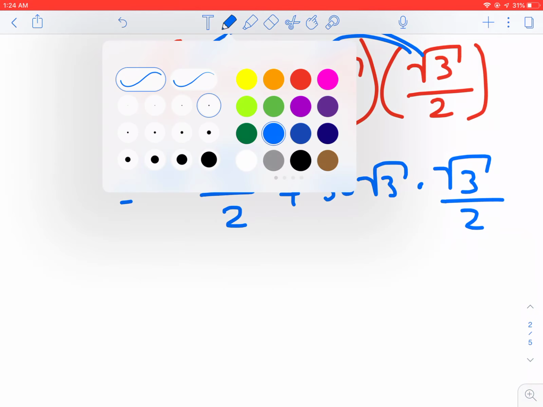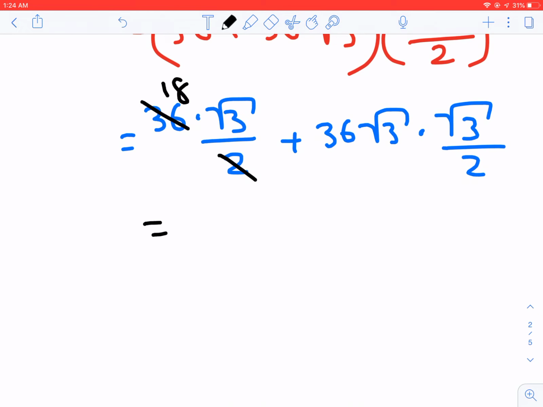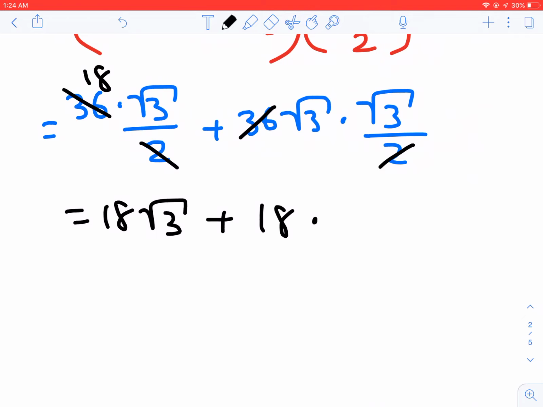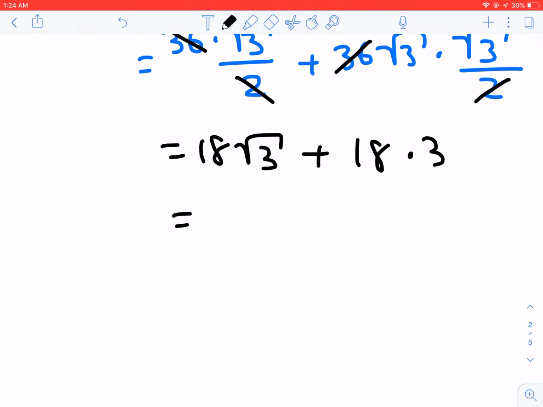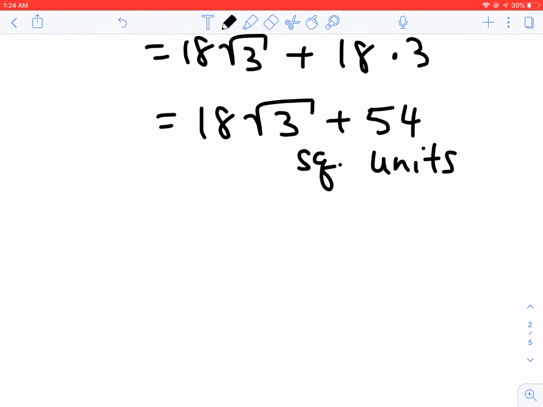So simplifying, we're going to get 36 over 2 is 18. This becomes 18 radical 3 plus, again, 36 over 2 is 18. Radical 3 times radical 3 is radical 9, or 3. So that would be 18 times 3. And our exact area is 18 radical 3 plus 54 square units. Alright, typing this into a calculator and getting it to the nearest tenth, that is approximately 85.2.